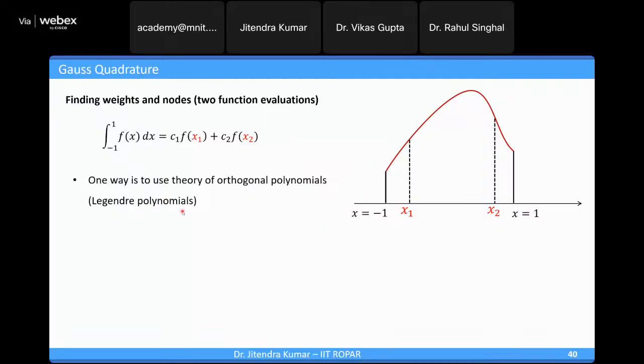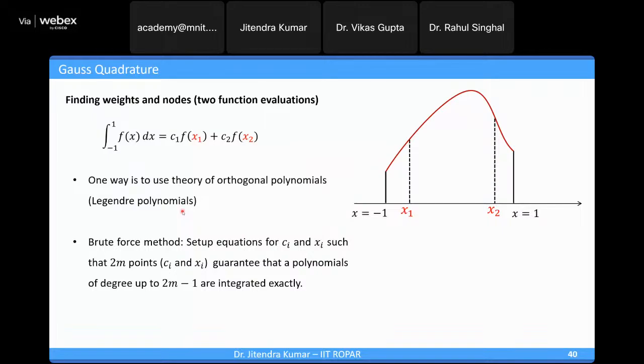So I'll take a better way where you can at least get the idea, for those who have not gone through the Gauss quadrature in detail. This is called the brute force method. That means we set up equations for the Cis, Xis, such that 2m points guarantee that polynomials of degree 2m minus 1 are integrated exactly. So we have here 4 unknowns, C1, C2, X1, X2, in our consideration at this moment when we want two function evaluations.